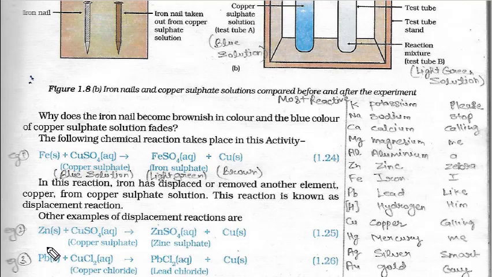Here they are giving us two more examples, zinc plus copper sulfate. Now we have to check whether this zinc is more reactive than copper or not. Here you can see that this is copper and this is zinc. Zinc is upper in the series, that means zinc is more reactive than copper. So zinc will displace the copper. So when zinc displaces the copper, it will form zinc sulfate plus copper. Again we have lead plus copper chloride. We have to check whether the lead is more reactive than copper or not. So this is lead and this is copper. We can see that lead is upper in the series, so lead will displace copper. So this will be lead chloride plus copper.